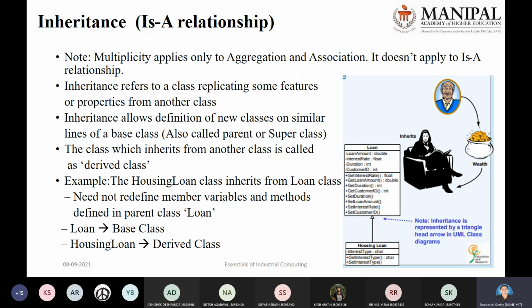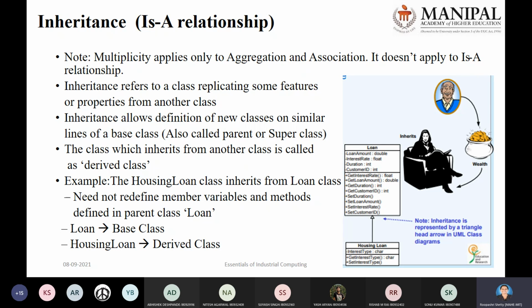So you can see the explanation also, you can read it. Multiplicity applies only to aggregation and association. It doesn't apply to the is-a relationship. You cannot represent the multiplicity for an inheritance relationship. It is only for aggregation and association.